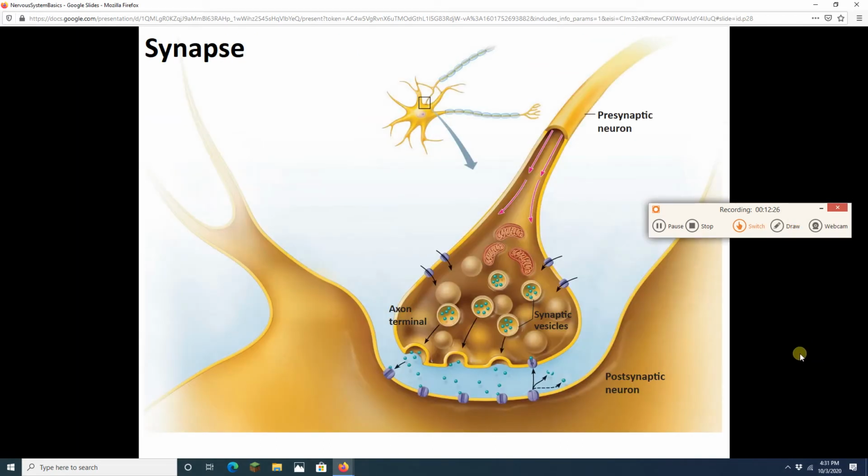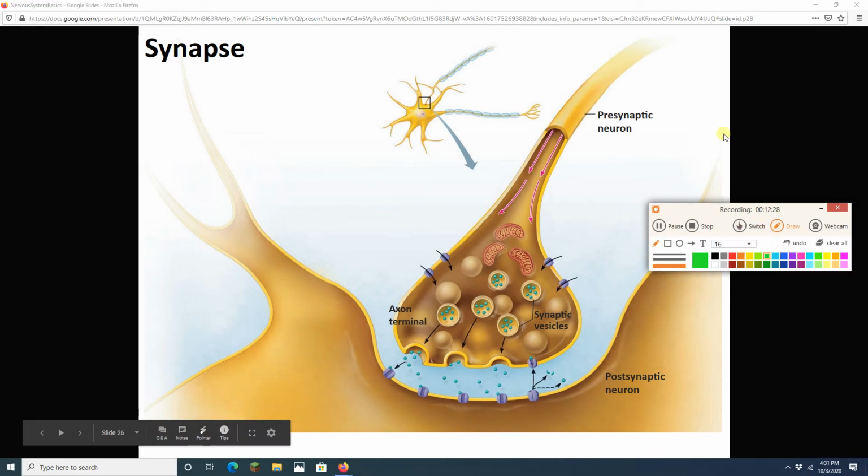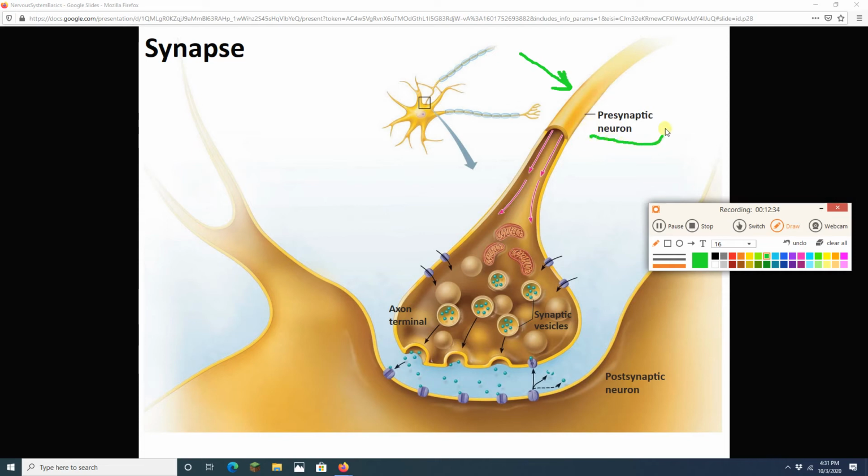Zooming in on a synapse right here. What do I see? I see the axon of one neuron. We're calling this guy the presynaptic neuron because he's taking information to my synapse in this case. I got my axon terminal down here. The axon terminal is going to have little membrane bags called vesicles. That should sound familiar. The vesicles are filled with these green neurotransmitters.